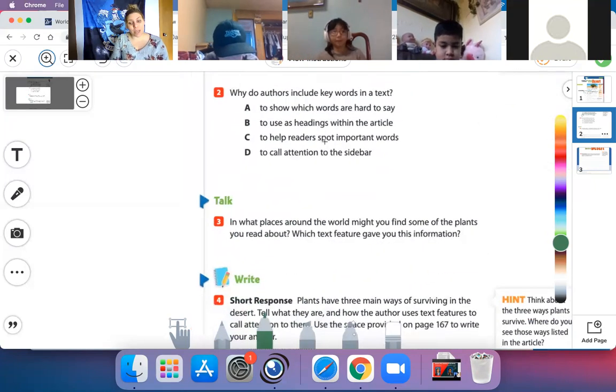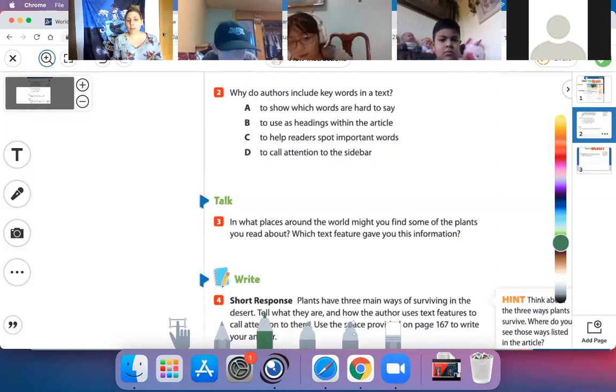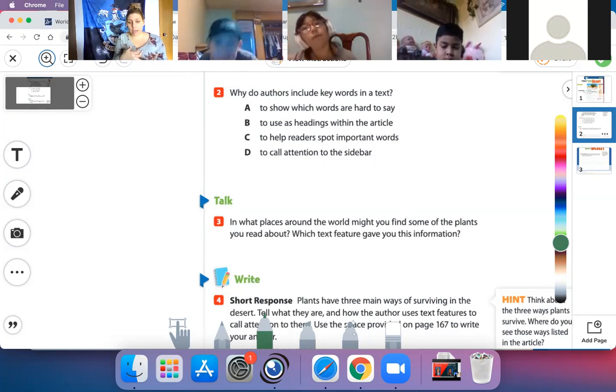We're going to do the same thing. I'm going to read you the question, and you're going to type your answer in the chat to me. Why do authors include keywords in a text? Think about more than just this article. Think about when we read about polar bears. Our keywords were guard hairs and absorb, right?